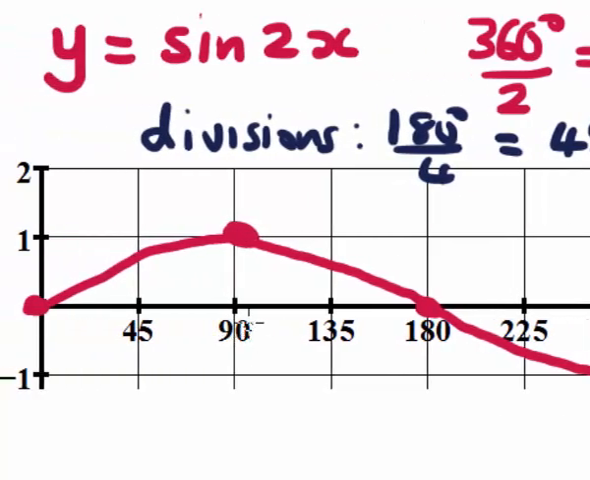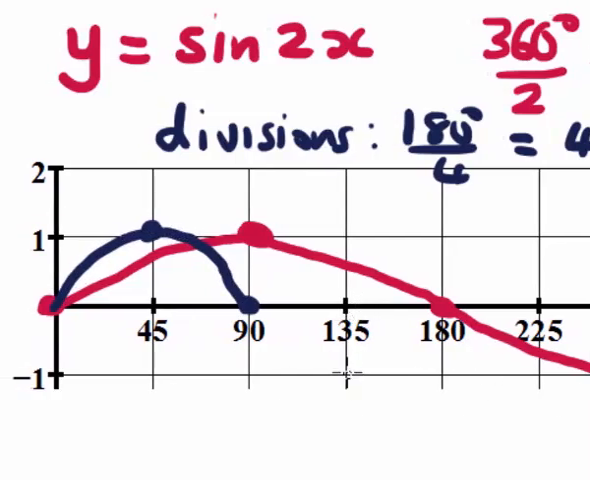So 90 is going to be 45. So that point shifts to there. The 180, if you divide it by 2, shifts to 90. So what is happening is that your sine graph looks like that. The 270 divided by 2 gives you 135, and 360 gives you that.